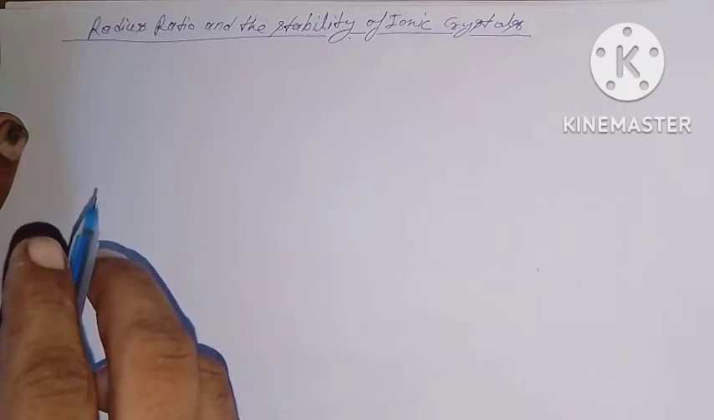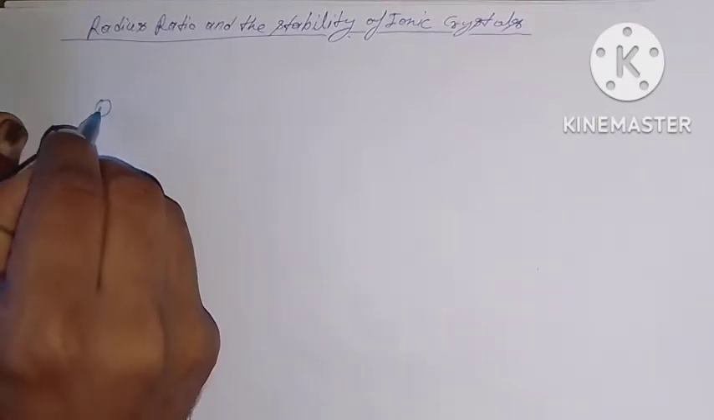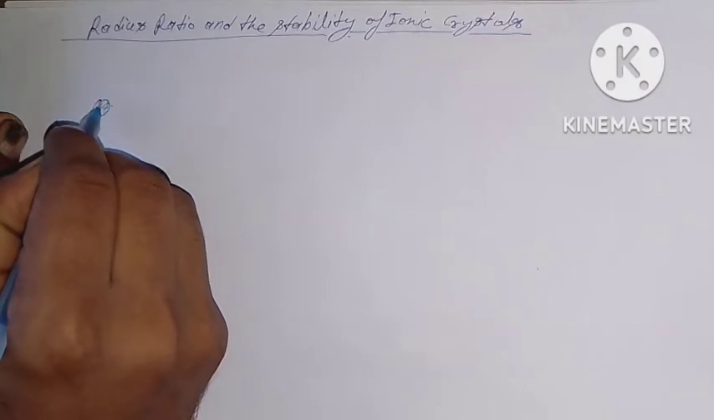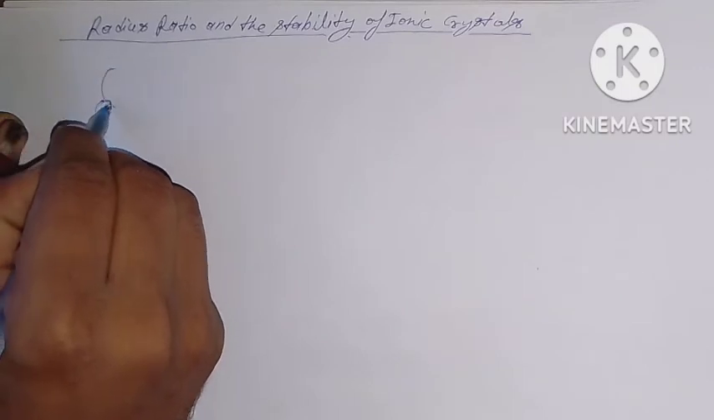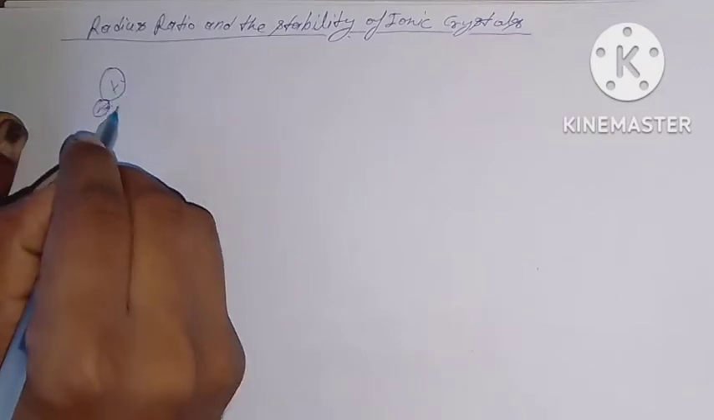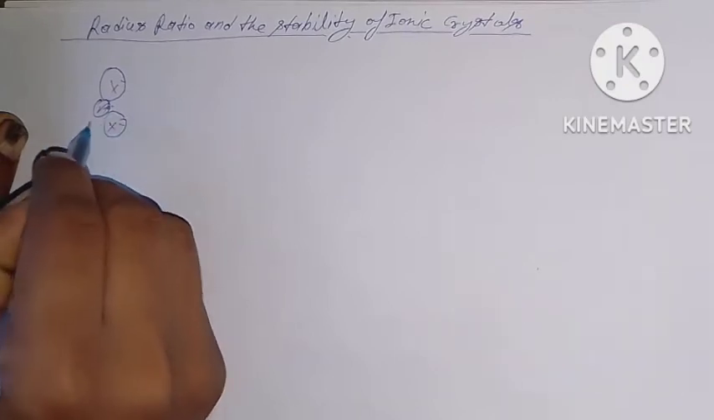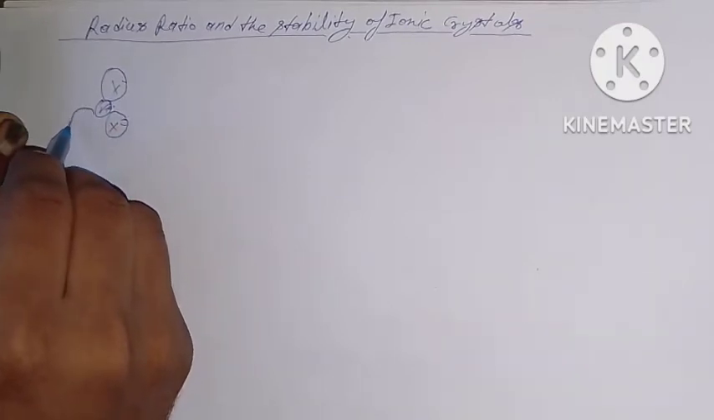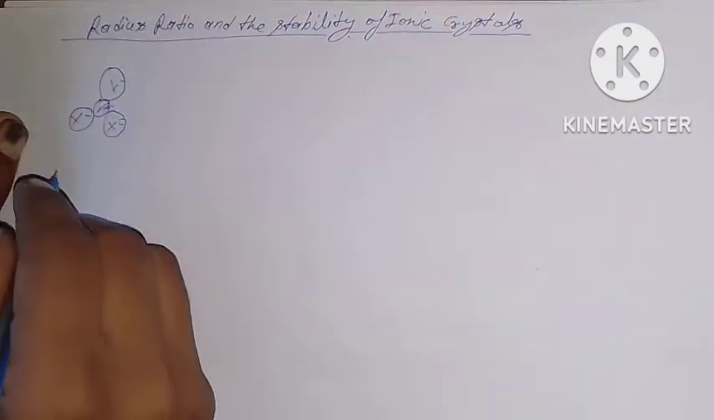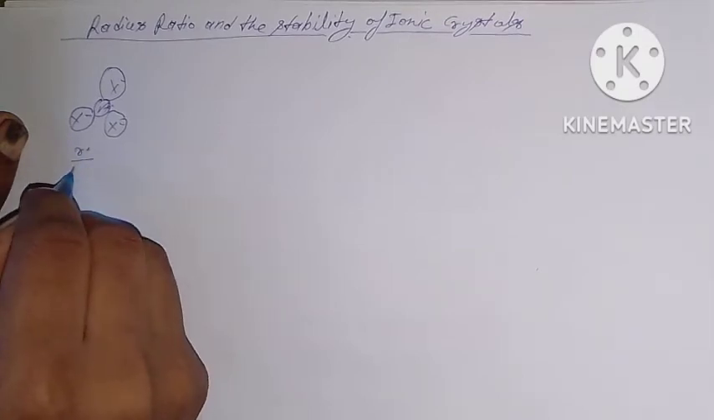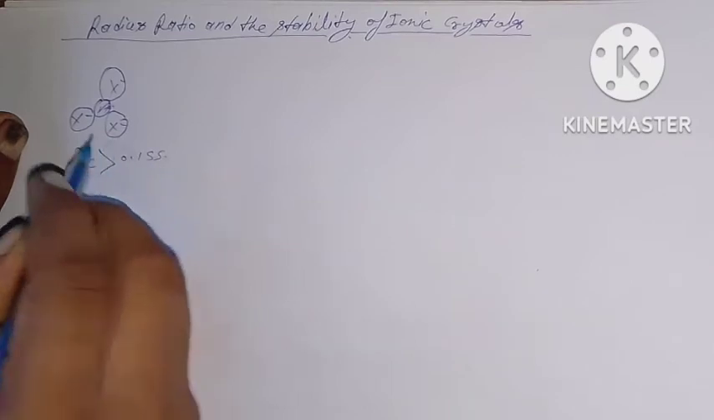This has been shown in the figure. A is the positive ion, and these are X negative ions. Here, R positive upon R negative is greater than 0.155, which is a stable structure.